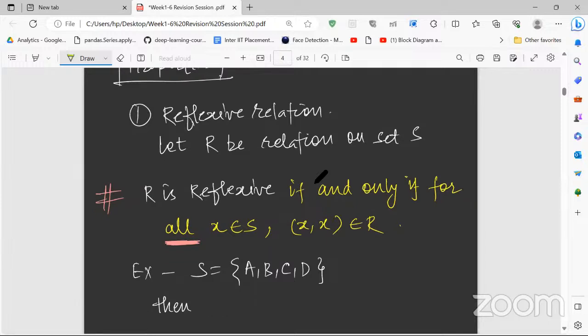R is a reflexive relation if and only if for all X. This word "all" should always be remembered. It's not for some cases, it's for all the X that belongs to S. You should be having (X, X). For example, if in set S you have 5 elements, what can be the minimum number of elements that should be present in a reflexive relation?